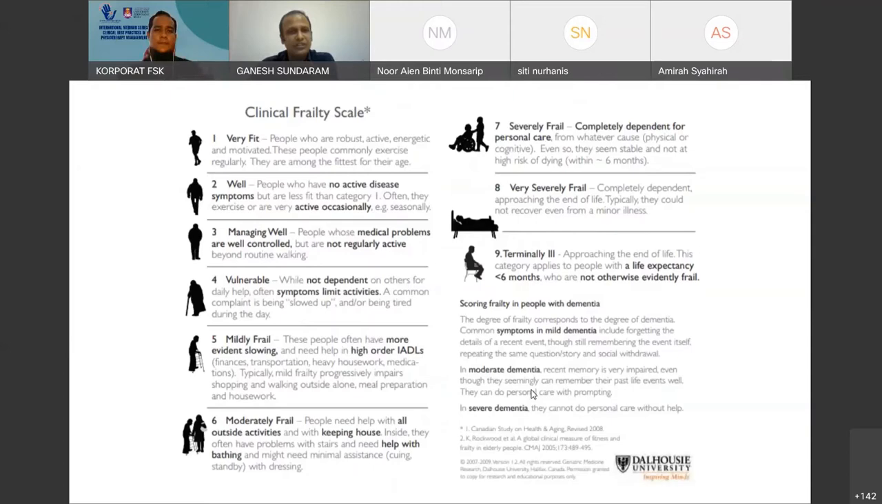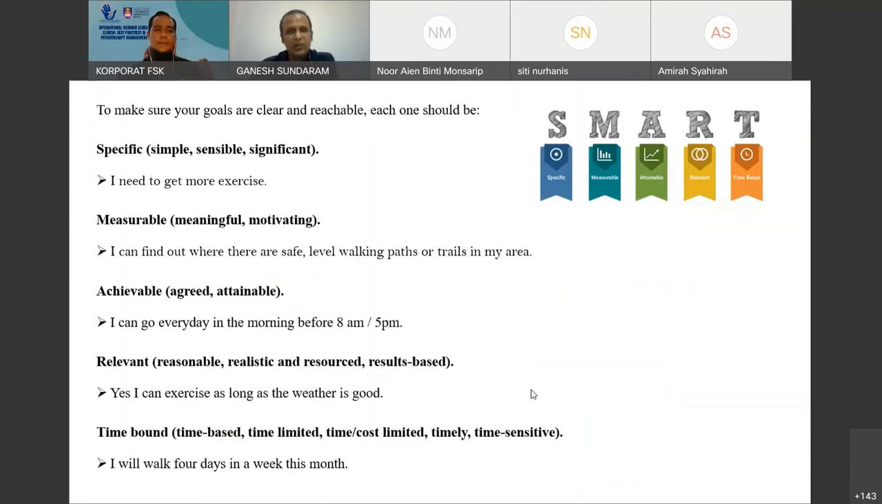That is a small objective that we can implement in our assessment, that is specific, measurable, achievable, relevant, and time-bound. For example, I have my patient. My patient says, I need to get more exercise. Yes, good, that's welcome. You are very specific, you want to do exercise. Measurable, I can find a place where I have a walking path or trails in my area. Yes, that is measurable. If it is there, you can go to the park.